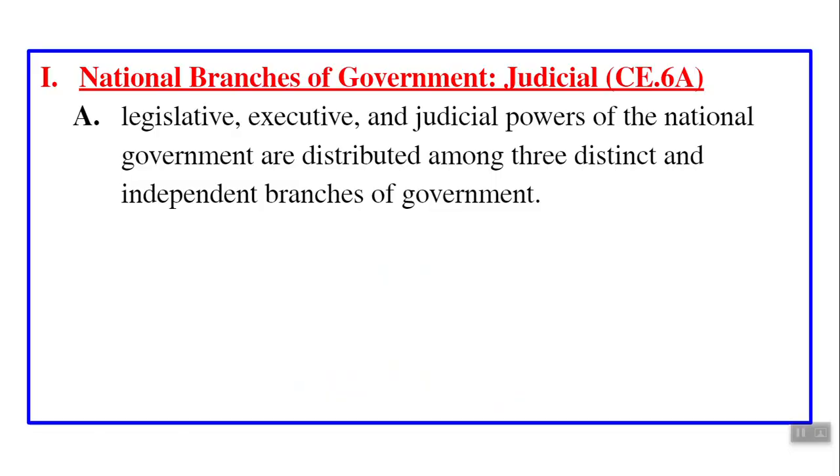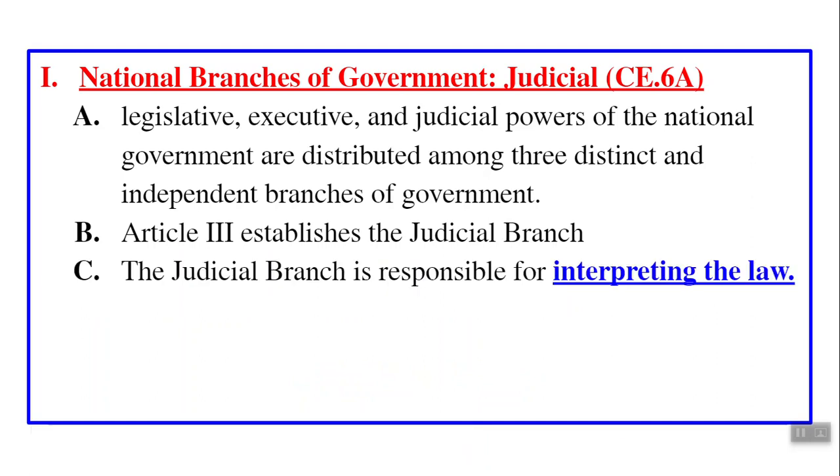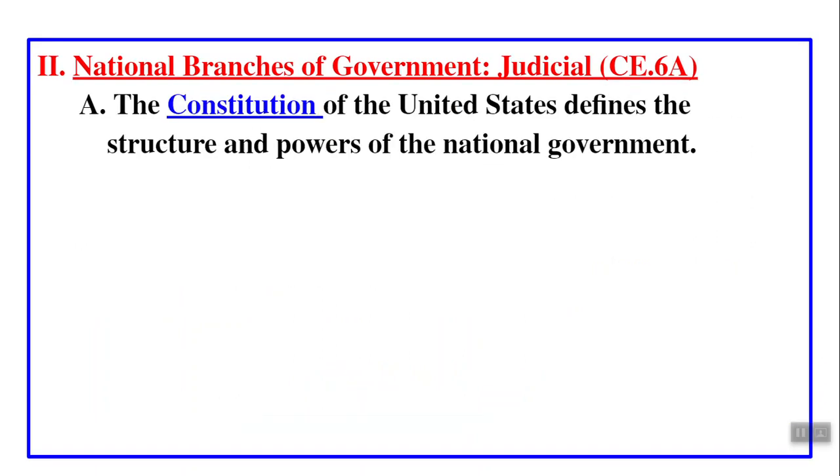So we've seen this note a bunch that basically you have three branches of government. It's the idea of separation of powers. Article 3 of the Constitution sets up the judicial branch, and the main function of the judicial branch is to interpret the laws, to translate them. What do they mean?